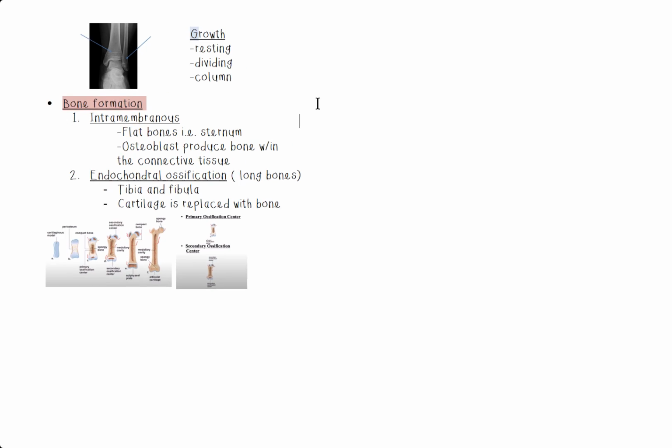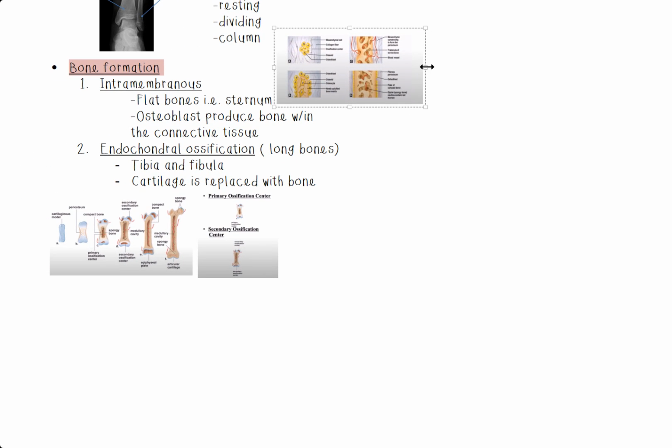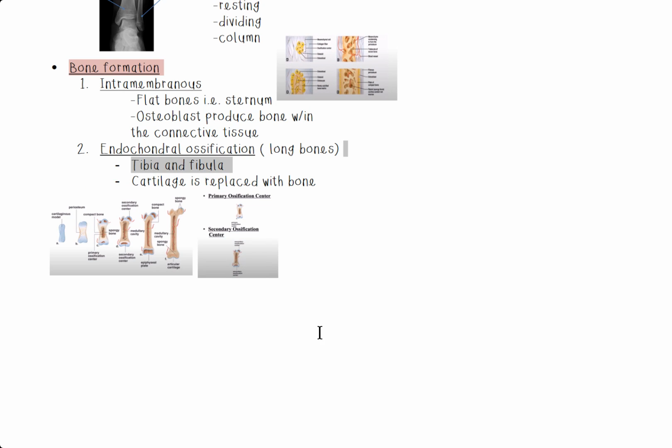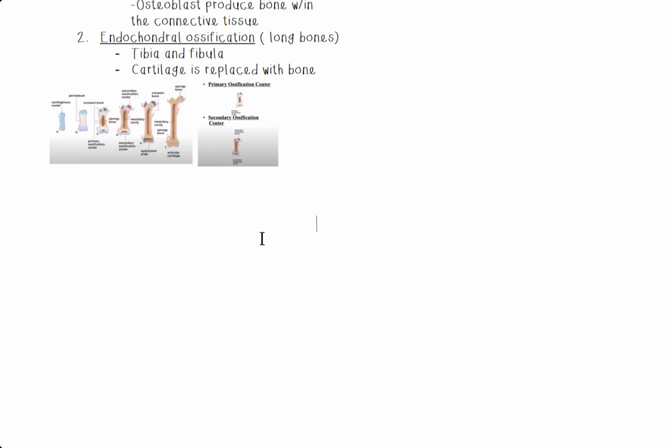And now I'm going to pull up a picture here for the intramembranous bone formation. This is how bone forms within all that connective tissue. So now we did the bone formation. We talked about the phases of the bone, the chondrocyte growth. Now let's get into the cells of the bone.